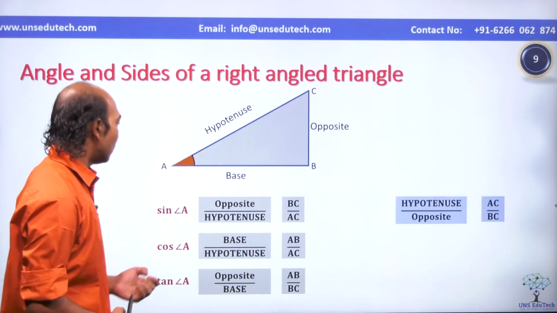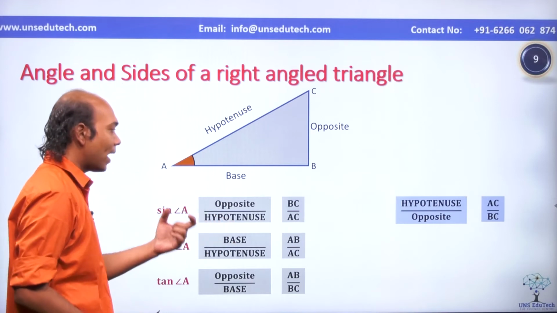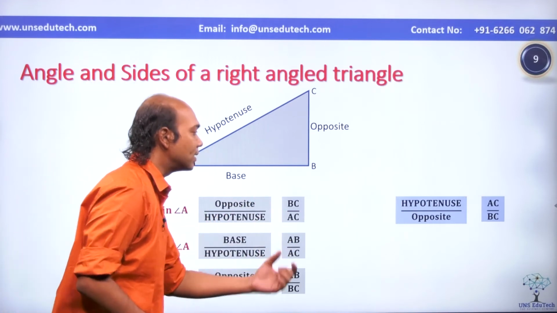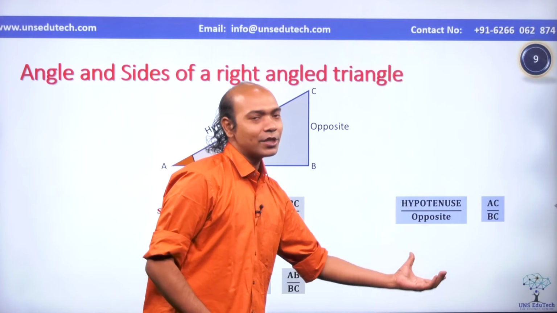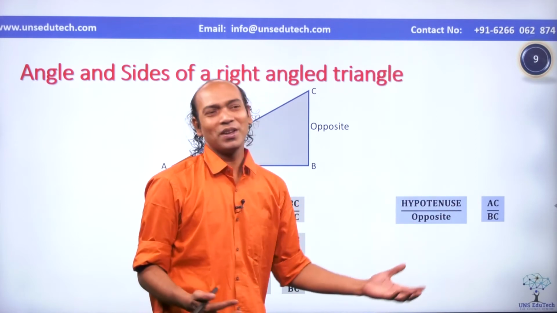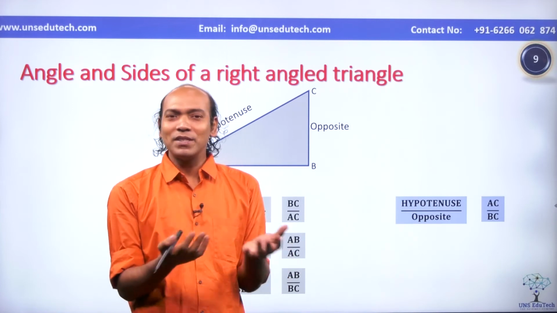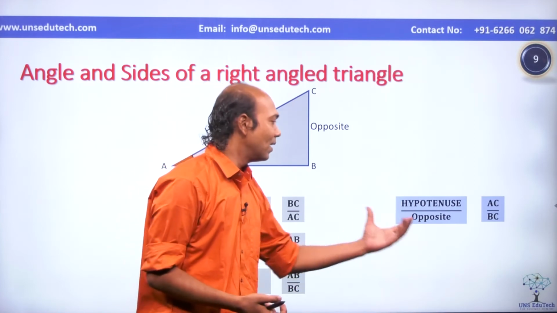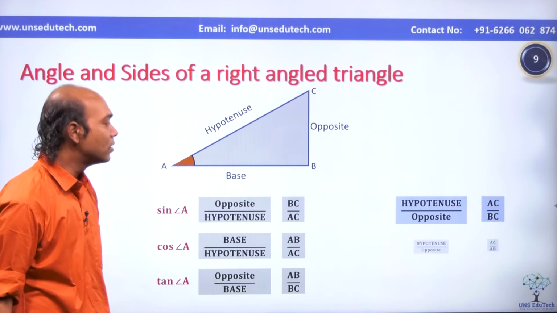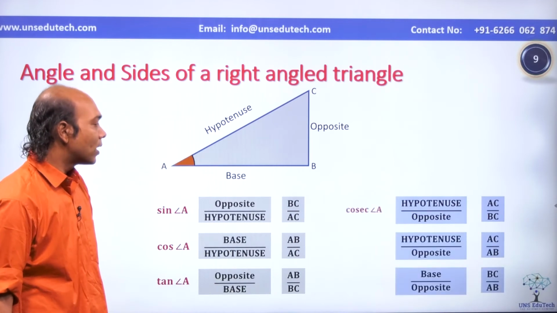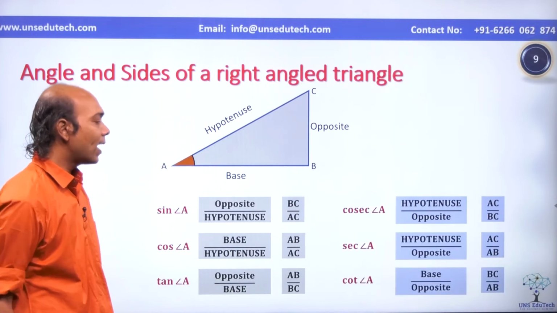Now here we calculate opposite by hypotenuse is BC by AC. So there will be another ratio, hypotenuse by base. So if 5 by 7 is constant or some value, 7 by 5 is also constant, right? It's the same thing. So therefore this ratio is known as respectively cosec, sec and cot.